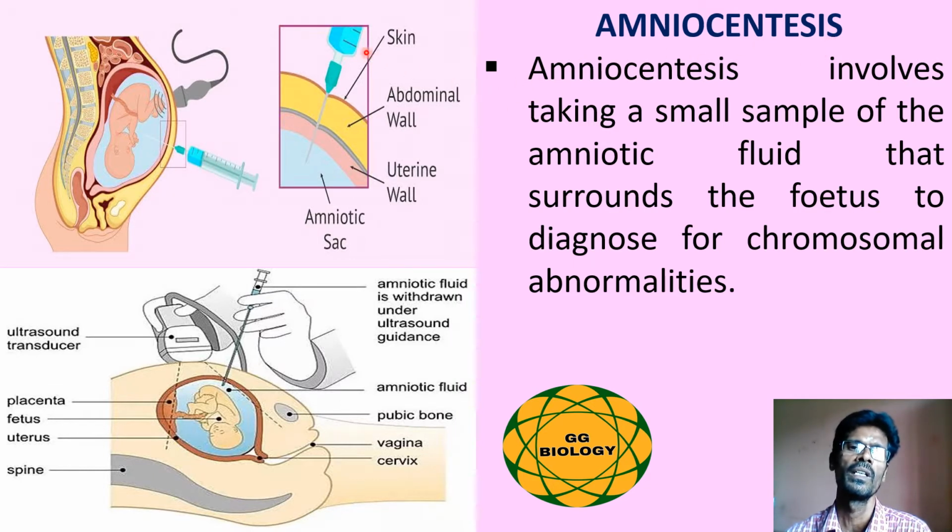In this, a syringe is pierced through the skin, abdominal wall as well as the uterine wall, and it is pierced inside the amniotic sac to withdraw the amniotic fluid. This is also done with the help of the ultrasound transducer, and with the help of this amniotic fluid we can easily diagnose chromosomal abnormalities.